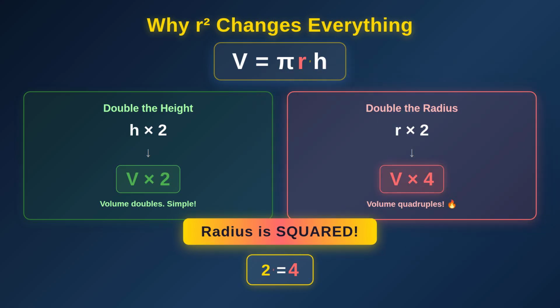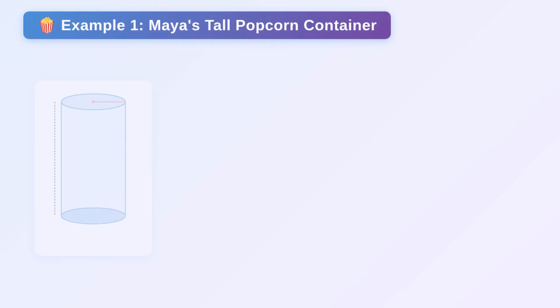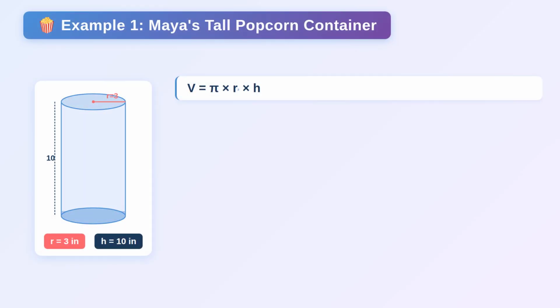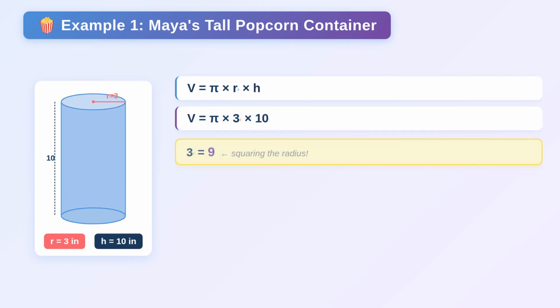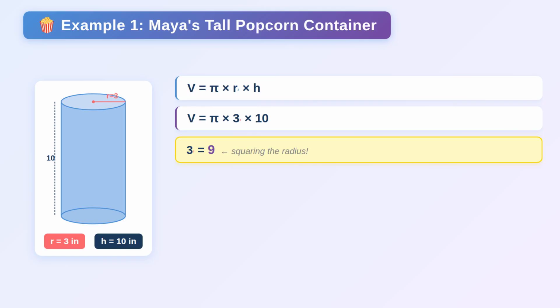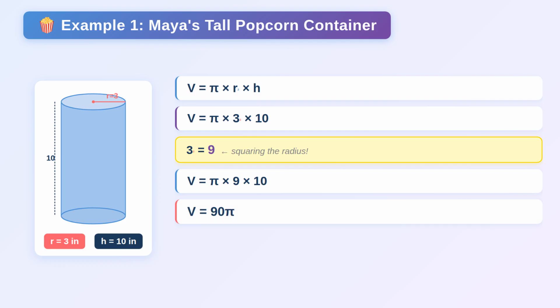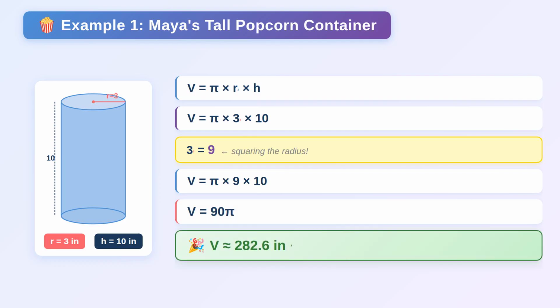Let's see this in action with some real numbers. Let's figure out Maya's tall, skinny popcorn container. It has a radius of 3 inches and a height of 10 inches. Plugging into our formula, V equals pi times 3² times 10. First, 3² is 9. Then 9 times 10 is 90. So V equals 90 pi, which is approximately 282.6 cubic inches. Maya's looking at that number and thinking, not bad. But wait until she sees the wide container. Okay, let's calculate that one next.